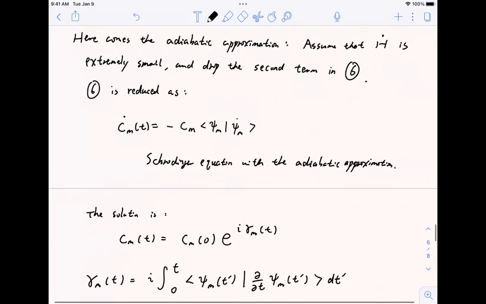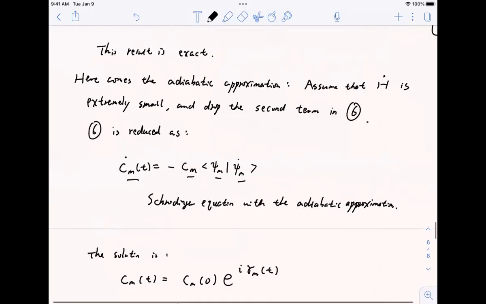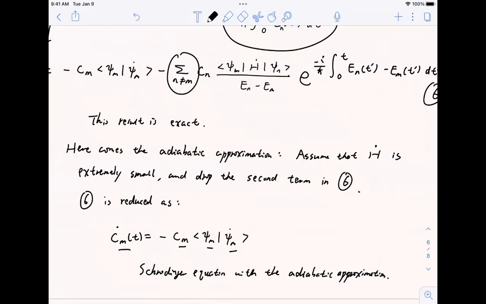So you see that there's no coupling between different N and M. These are all M. The summation over coupling with the other eigenstates disappears with the adiabatic approximation. So basically, with the adiabatic approximation, every eigenstate evolves into a new eigenstate without mixing with the others. So you only have an M here.